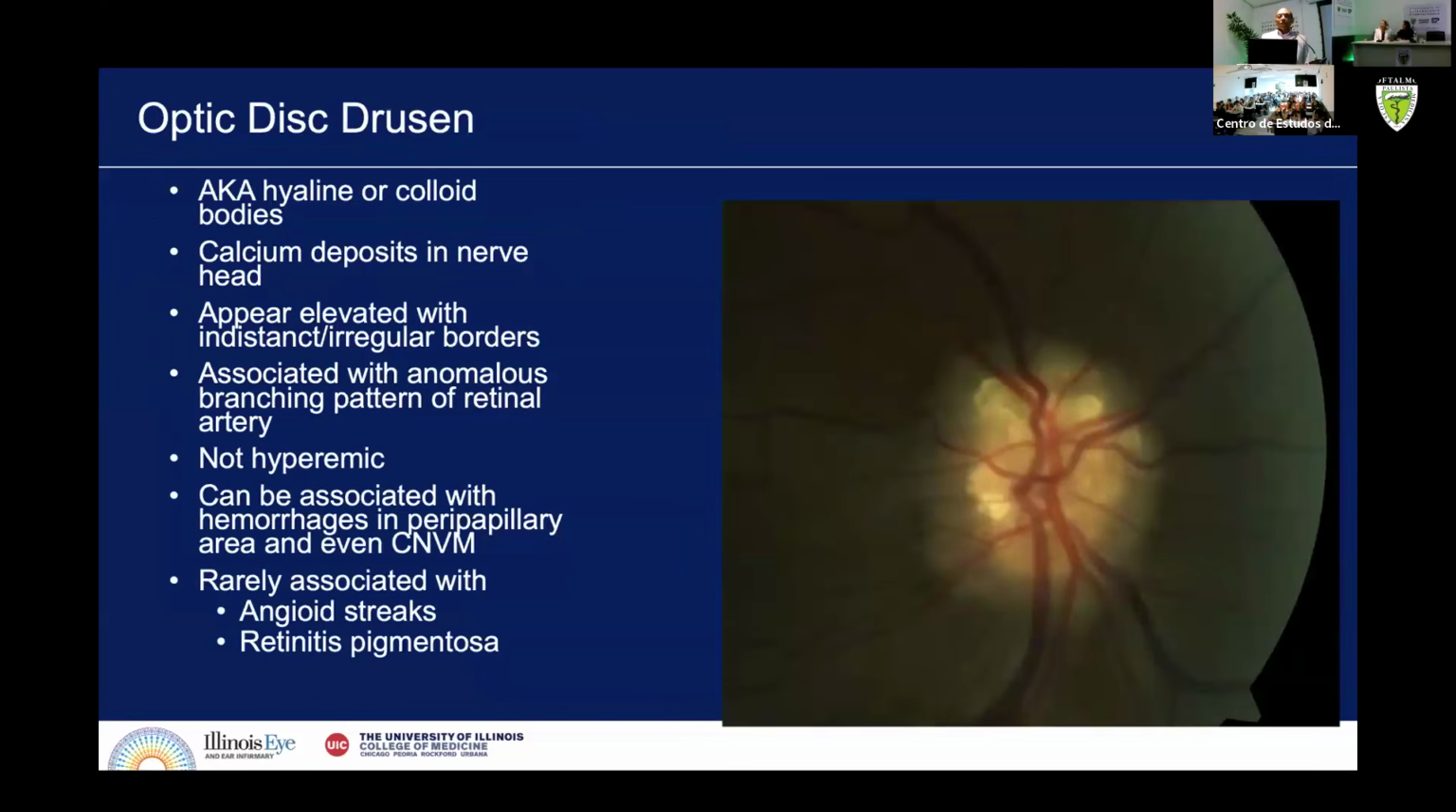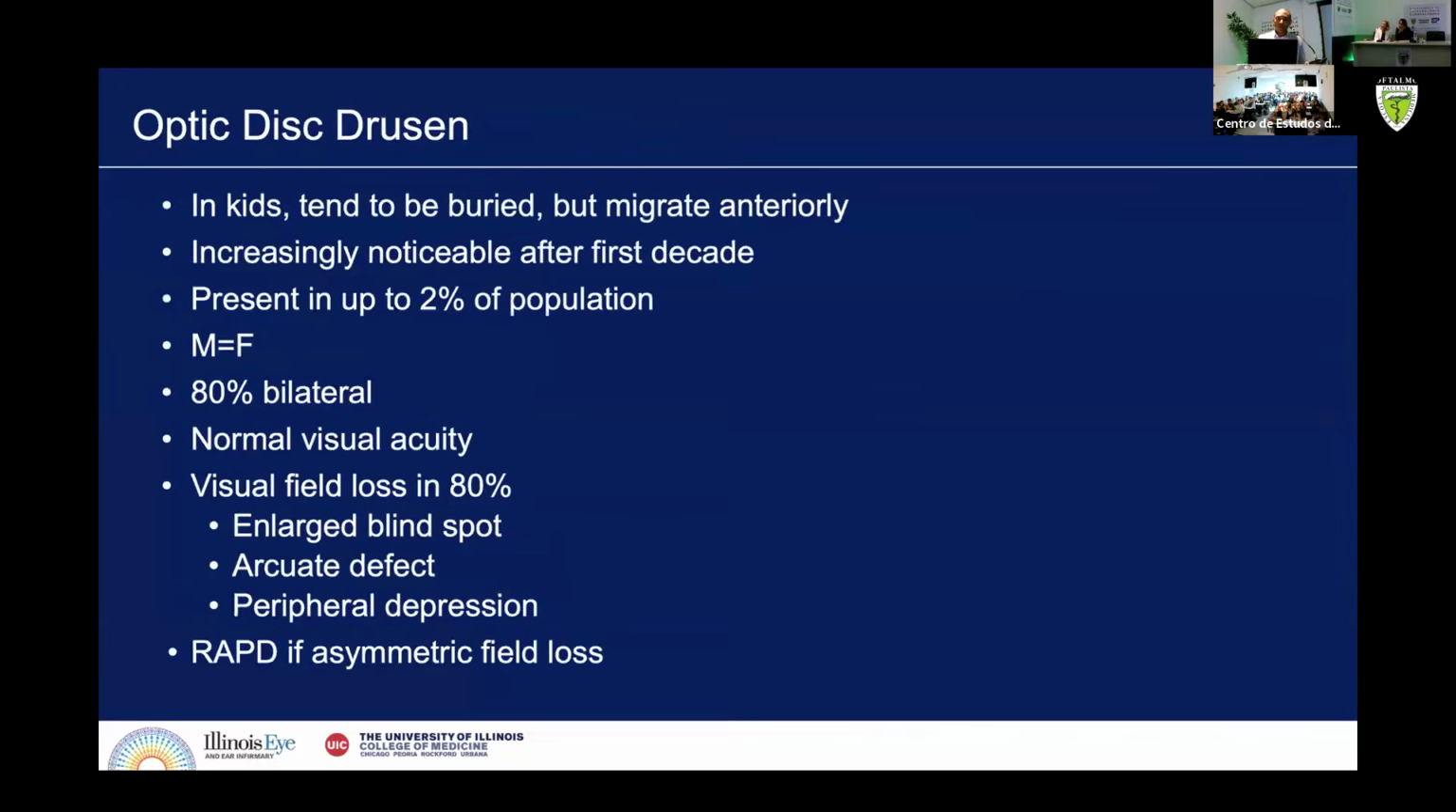Before we go on, I want to talk a little bit about some mimickers of disc edema. The optic disc drusen are an important one to keep in mind. These are calcium phosphate deposits in the optic nerve head that can cause the nerve to look elevated. They're not hyperemic, so if you did a fluorescein angiogram, there would be no leakage. Can be associated with angioid streaks or retinitis pigmentosa.